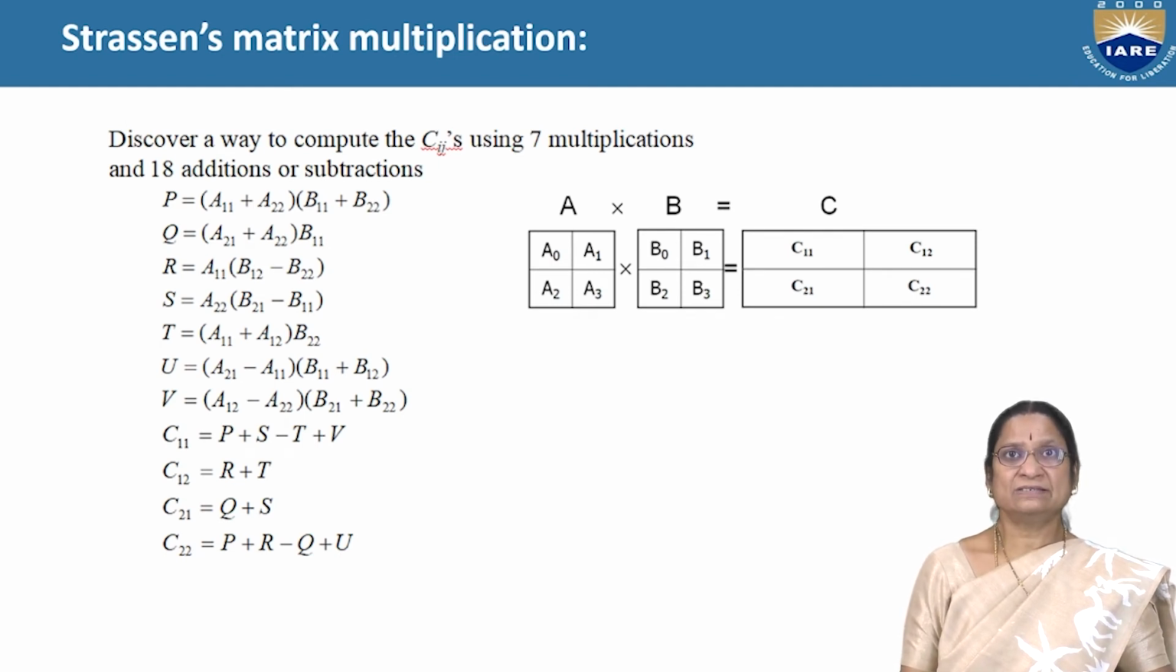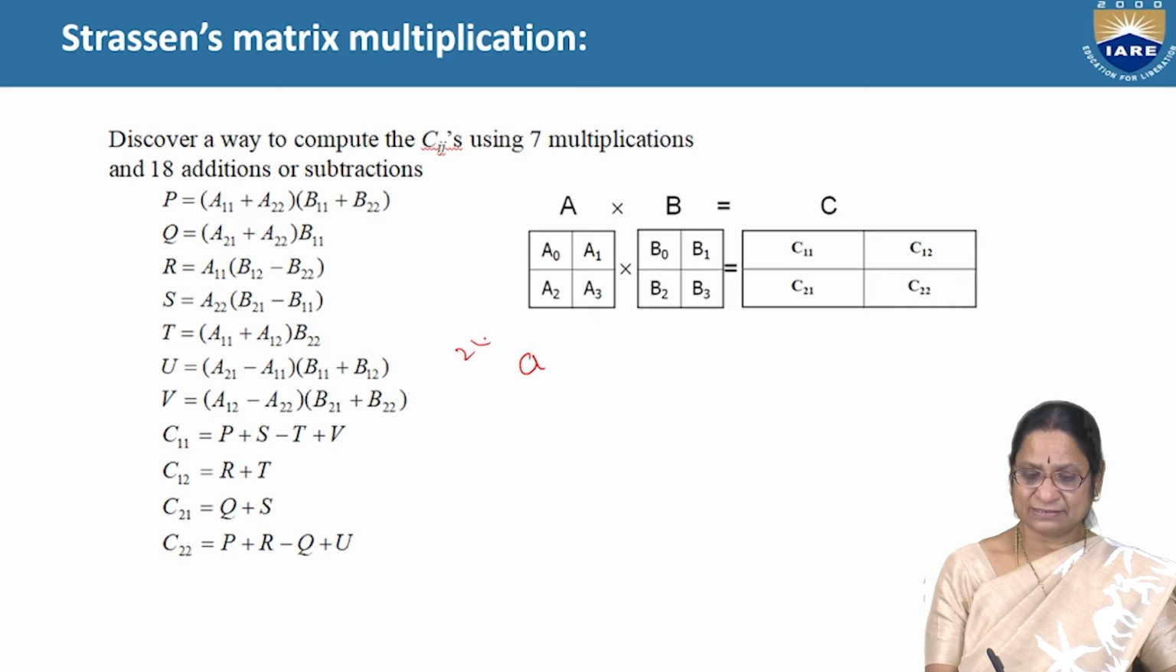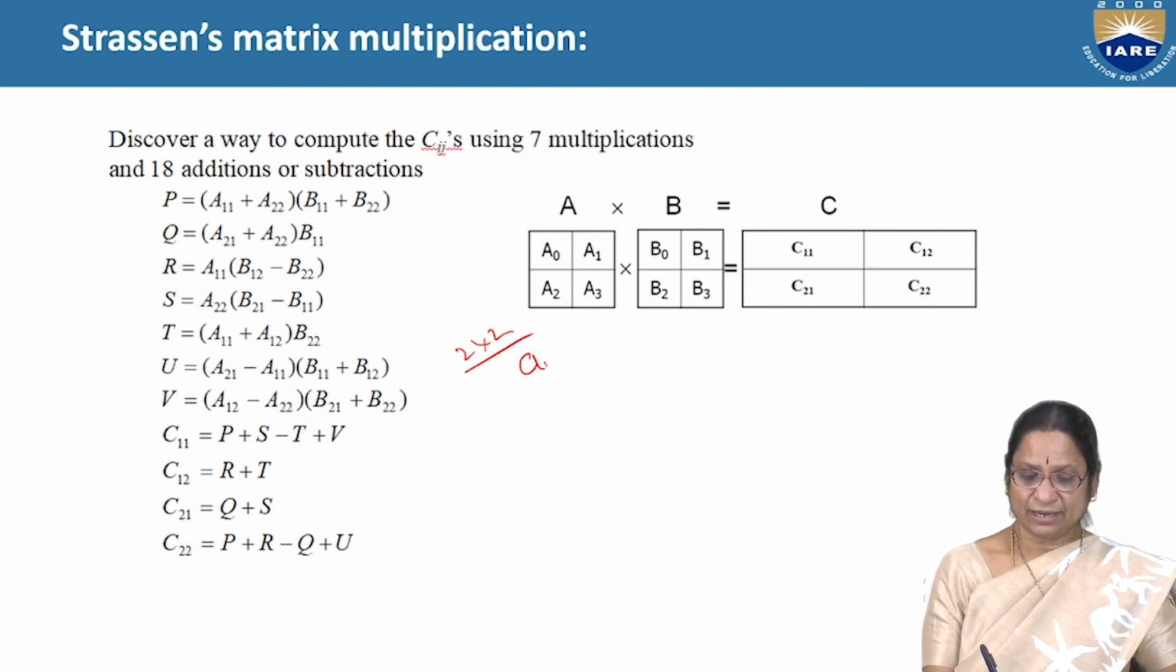Strassen proposed a certain number of equations. By using these equations, instead of the usual approach: for multiplication of 2 by 2 matrices, we have 8 multiplications and 4 additions. How many do we get? For A11 we are going to get A11 B11 plus A12 B21. This is one element. Similarly, 4 elements are there. So in each element, how many multiplications? 2 multiplications and 1 addition.